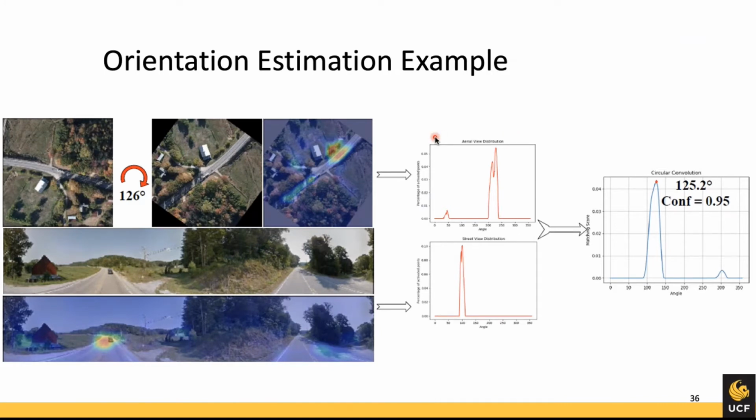So it actually gives us a very good result. For this example, we are rotating the aerial view image by 126 degrees. And based on that method, we are able to estimate the rotation angle as 125.2 degrees, which is very close. And we also did some quantitative measurement on the whole dataset, and we provide that result in the paper.